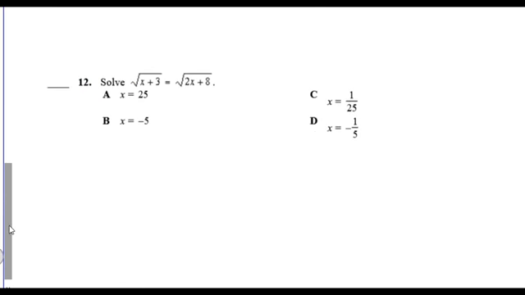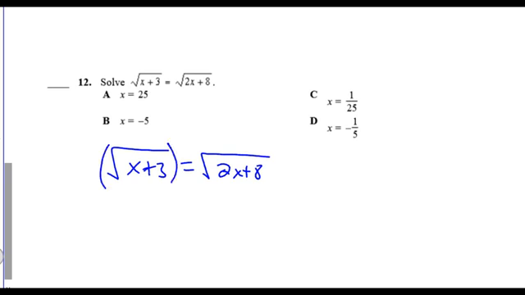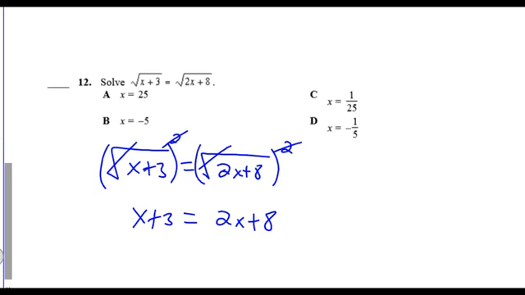All right, this one we can definitely do. So the square root of x plus 3 is equal to the square root of 2x plus 8. I'm going to square both sides, right? Square both sides. So the square cancels with the square root, and we get x plus 3 is equal to 2x plus 8. All right, this is more our style.